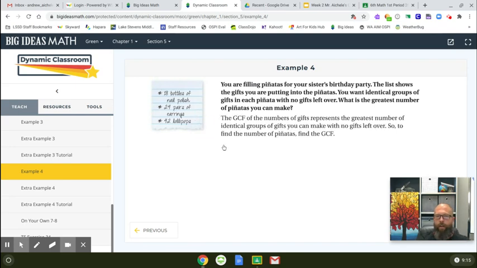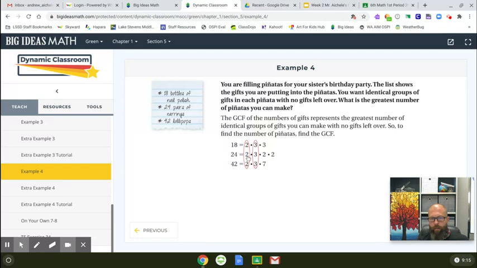So the greatest common factor of the number of gifts represents the greatest number of identical groups of gifts you can make with no gifts left over. So find the GCF. 18 is 2 times 3 times 3. They didn't make the factor tree here, but if you make a factor tree, that's what you would end up with. 24 would be 2 times 3 times 2 times 2. 42 would be 2 times 3 times 7.